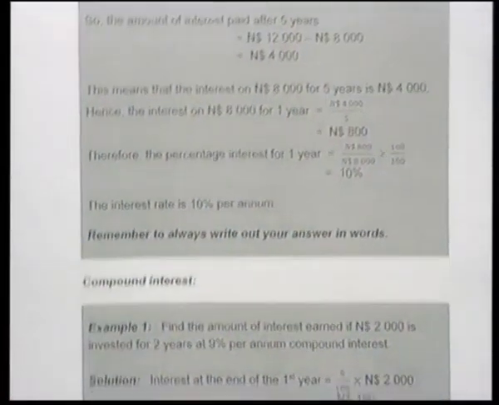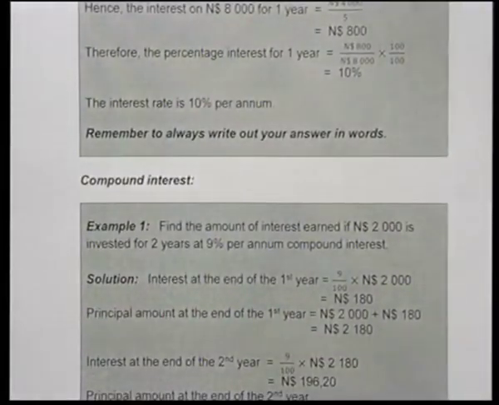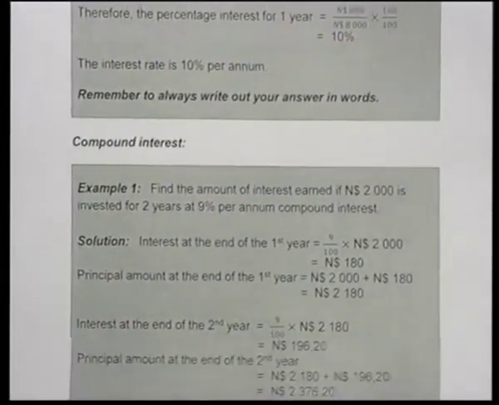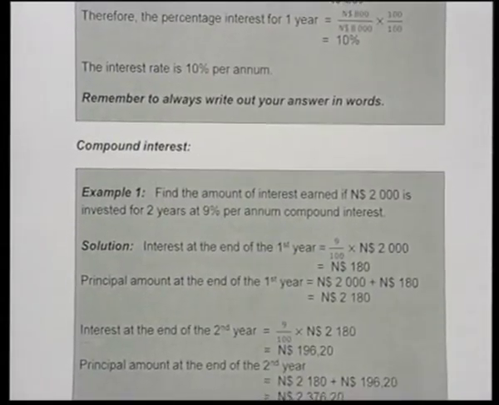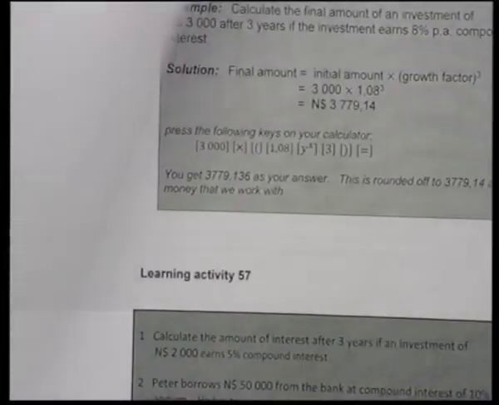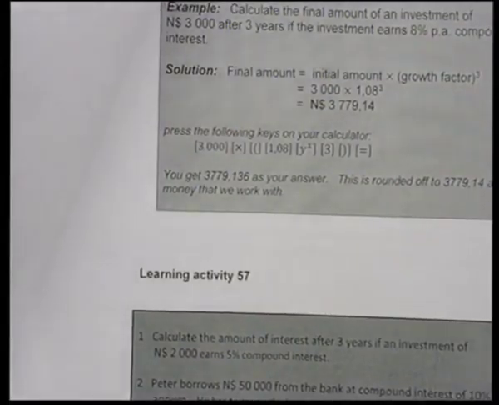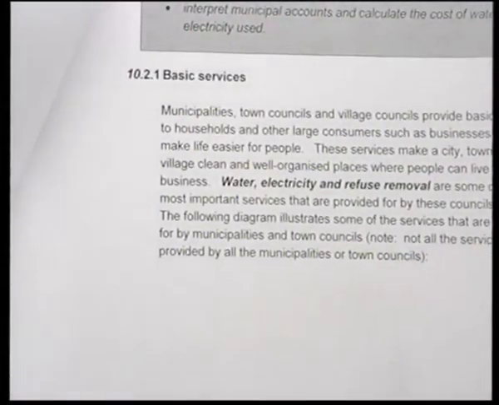So that is 10%. With compound interest, you know that you have to work at year 1, year 2, year 3. So it's a long sum that you have to do. You can't just jump to the simple interest.